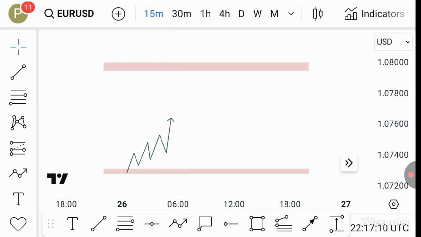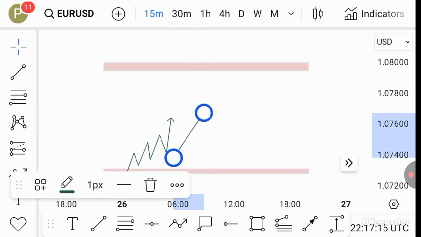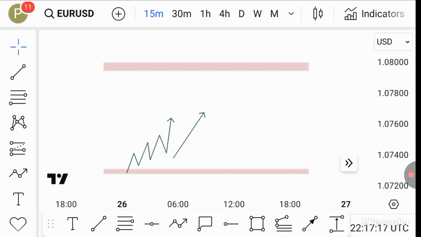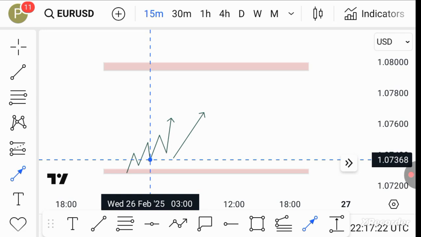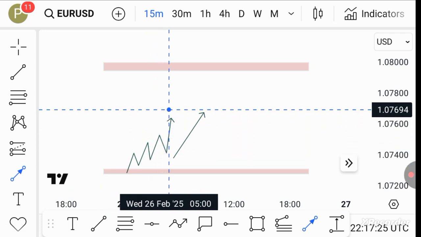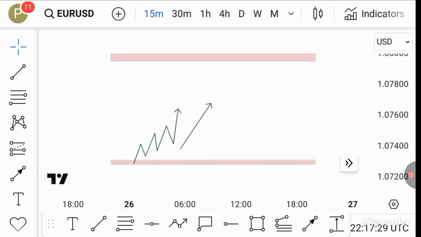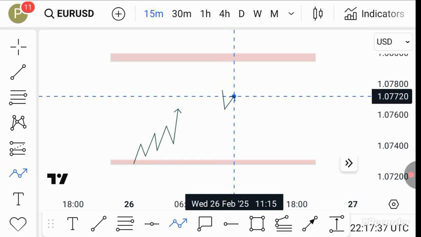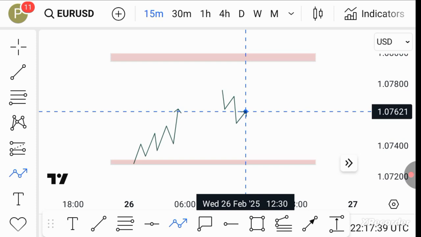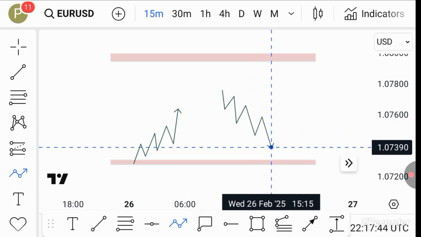It doesn't walk in a straight line like this. Price doesn't go like this in a straight line. It goes forming higher high, higher low, higher high, higher low, and so on and so forth. So this is how price moves in the Forex market. And in terms of a bearish move, price moves like this, and so on and so forth.